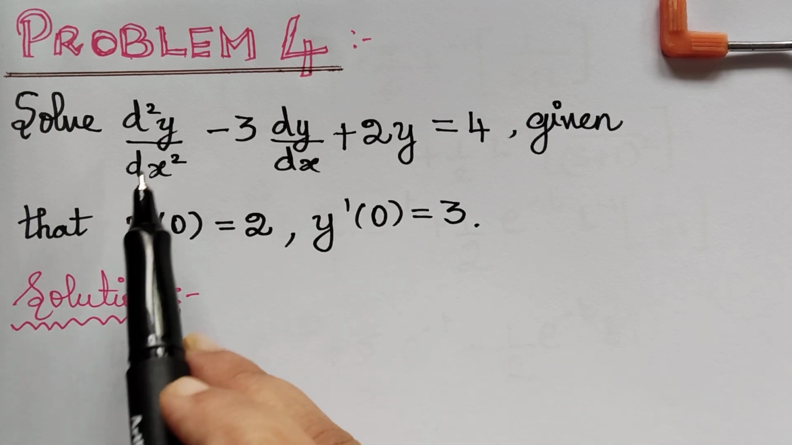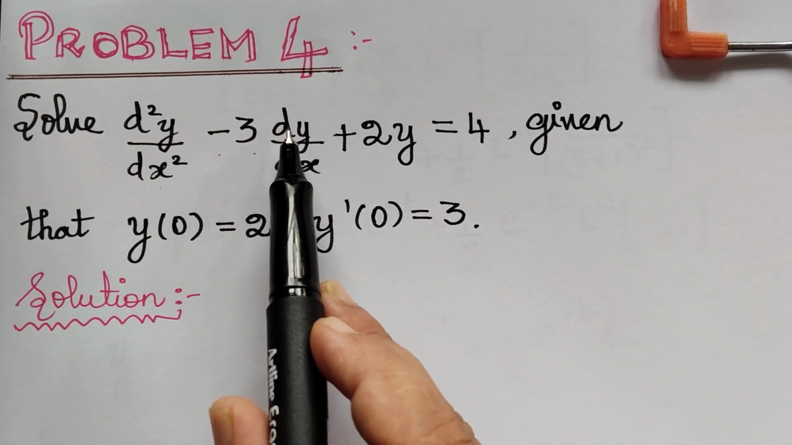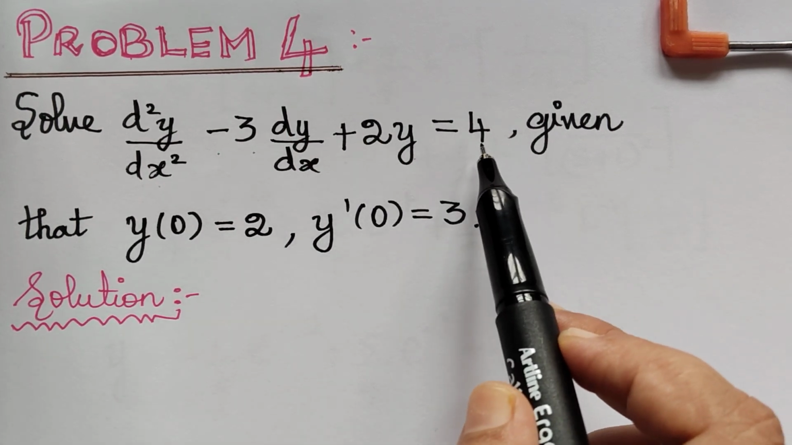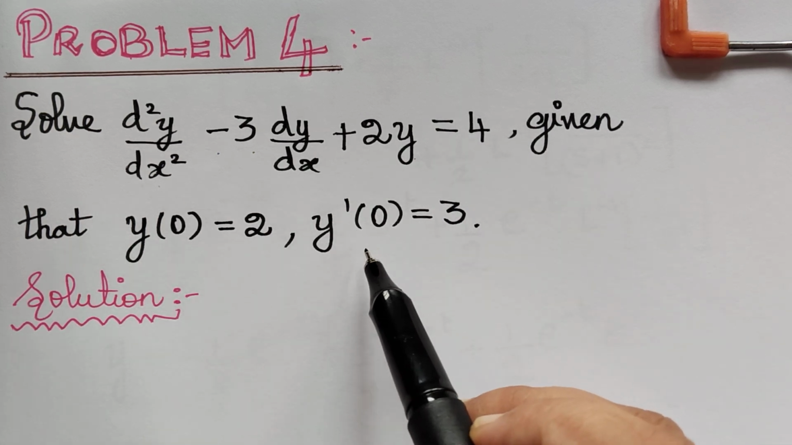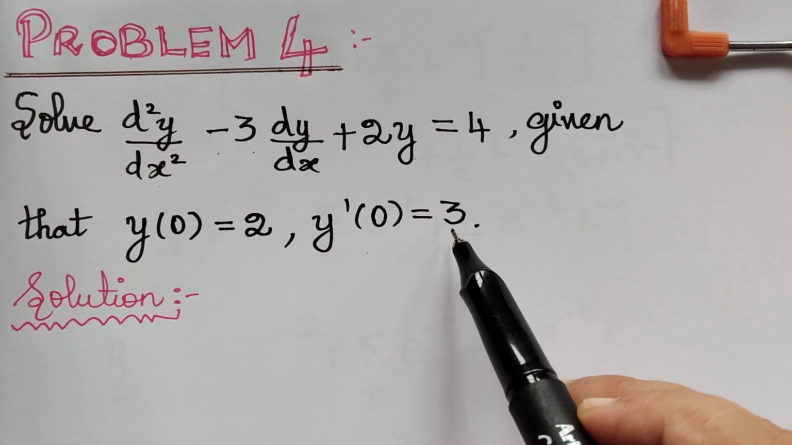So solve d square y by dx square minus 3 dy by dx plus 2y is equal to 4, given that y of 0 is 2 and y dash of 0 is 3. These are the initial conditions.